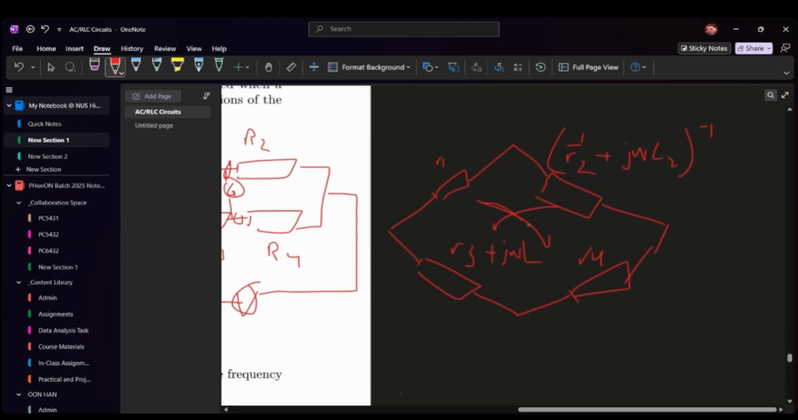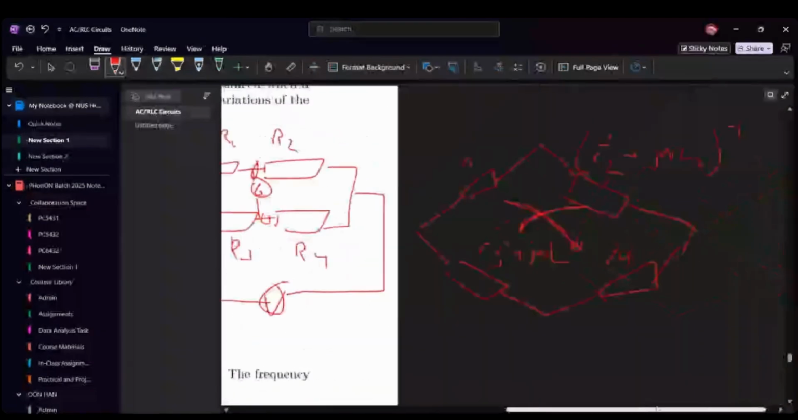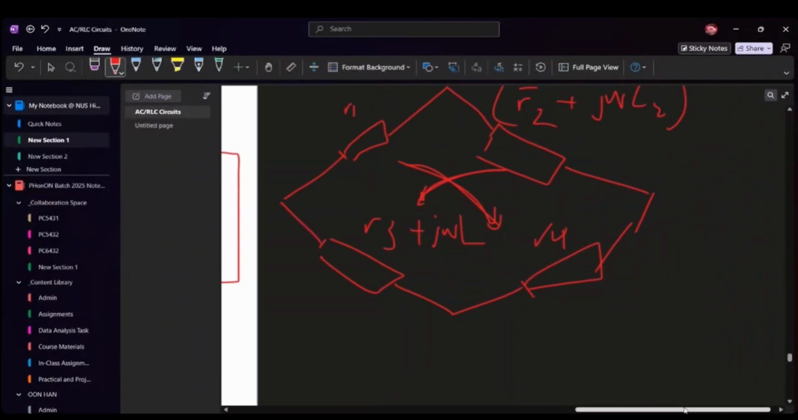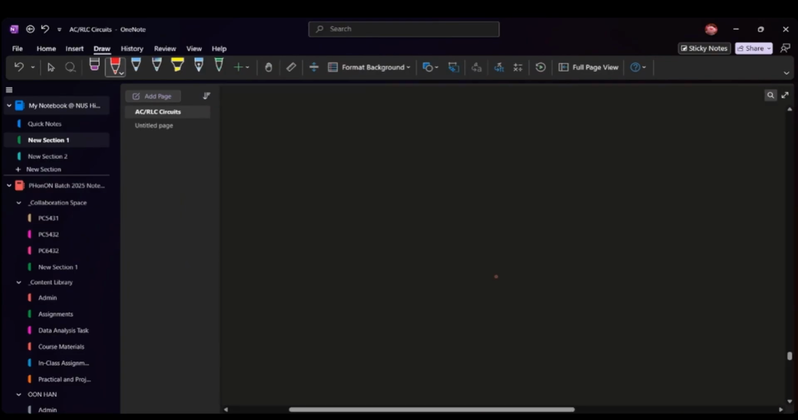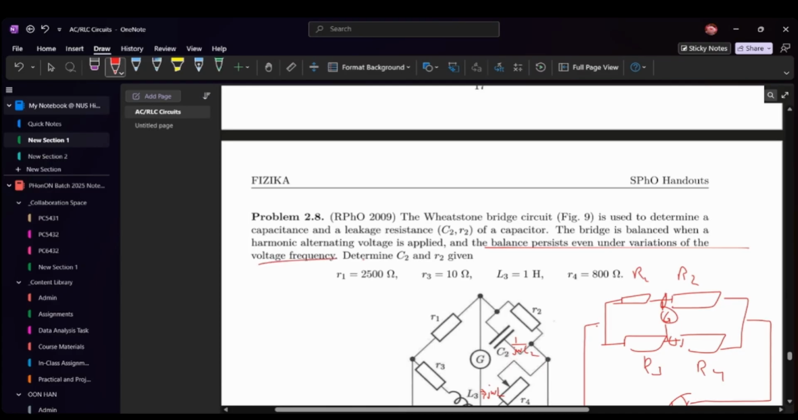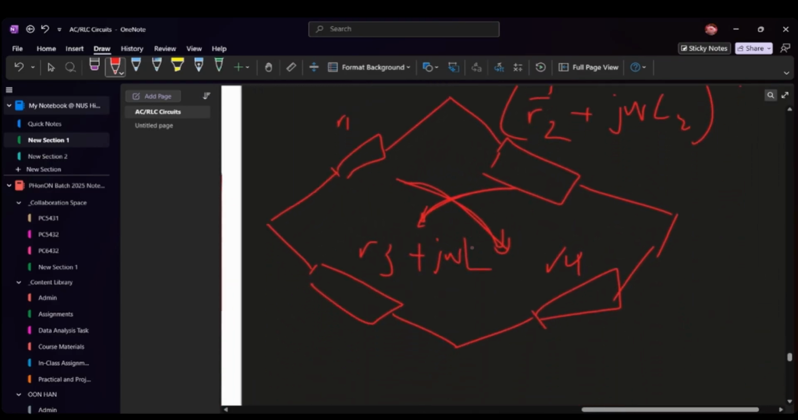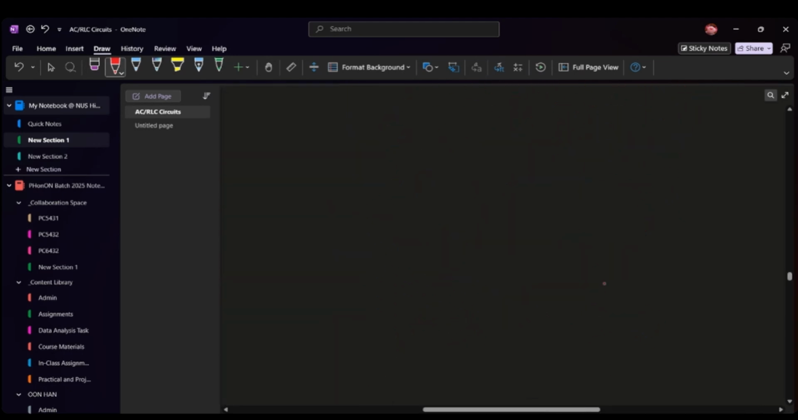So all you need to do is take the product, and then you can solve for C2 and R2. That's not actually too difficult. You basically get two equations, given that the balance persists even under variations of voltage frequency. So when you equate them both, you equate your real part as 0 and your imaginary part as 0.